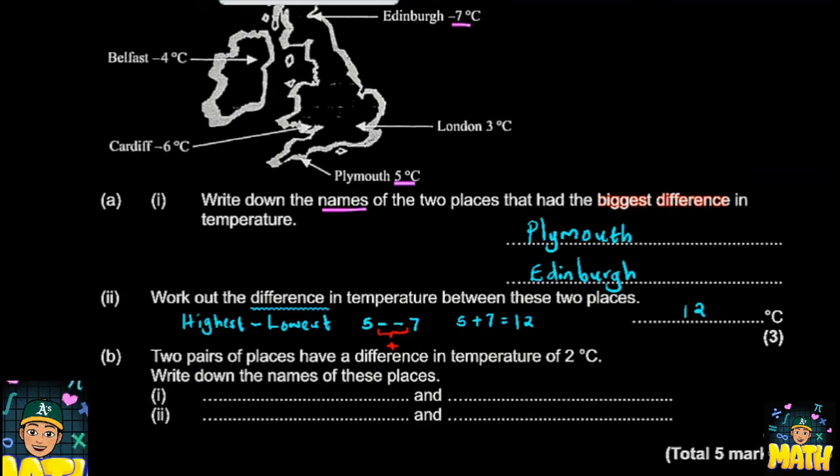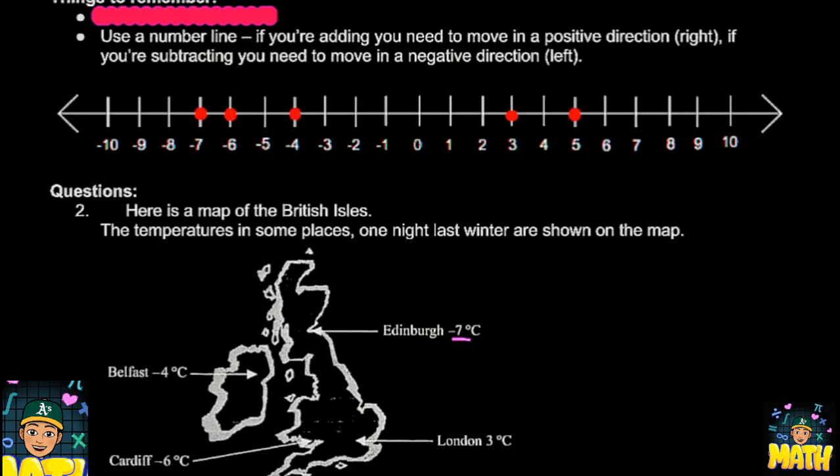The next question asks for two pairs of places with a temperature difference of 2 degrees Celsius. So we'll go back to the number line and try to identify which two places have a temperature difference of 2 degrees Celsius. So we have the first two, that is -6 and -4, and then the second two, that is 3 and 5. So let's note which places, that's what we have been asked.